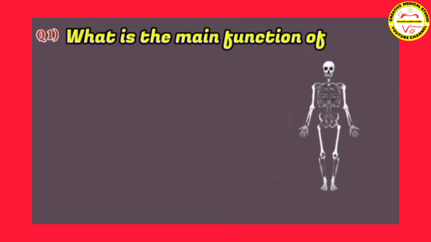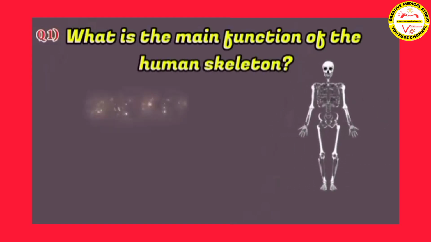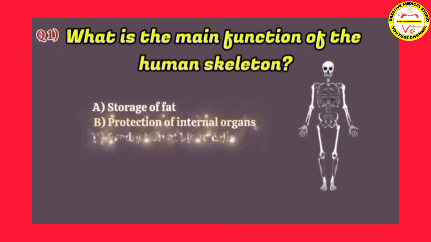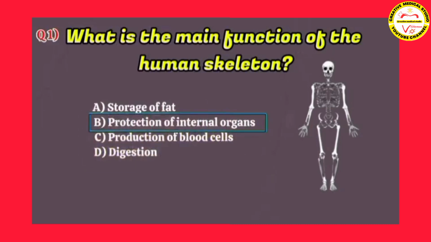What is the main function of the human skeleton? Option A. Storage of fat. Option B. Protection of internal organs. Option C. Production of blood cells. Option D. Digestion. The correct answer is B. Protection of internal organs.